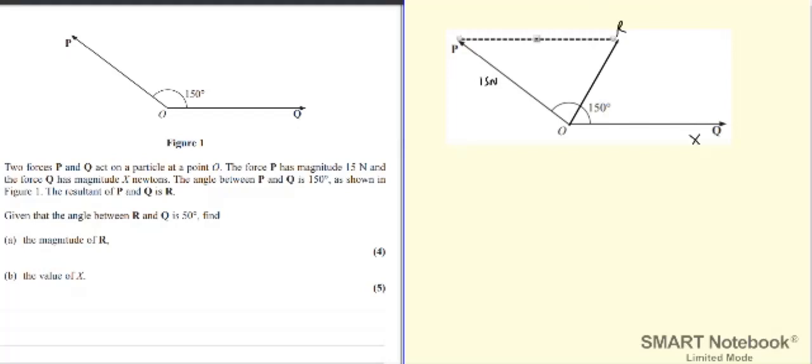Now we're given some more information. We are told that the angle between R and Q is 50 degrees. So we know that this angle here is 50 degrees.